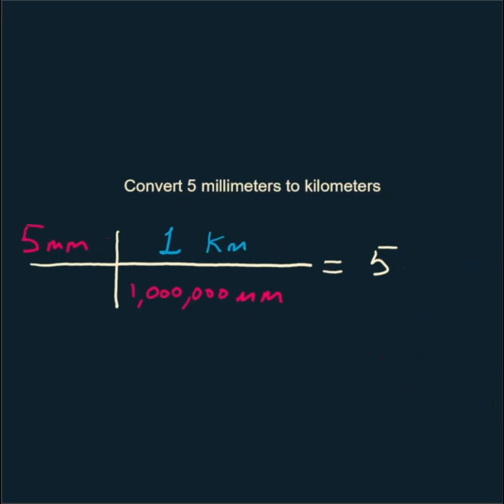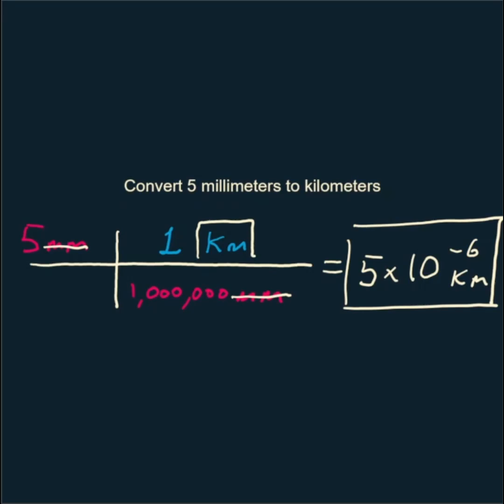We multiply the top values together. We divide by the lower value, which gets us 5 times 10 to the negative 6. Then we cancel out the opposing units that are the same on both sides, and we're left with the units of kilometers.